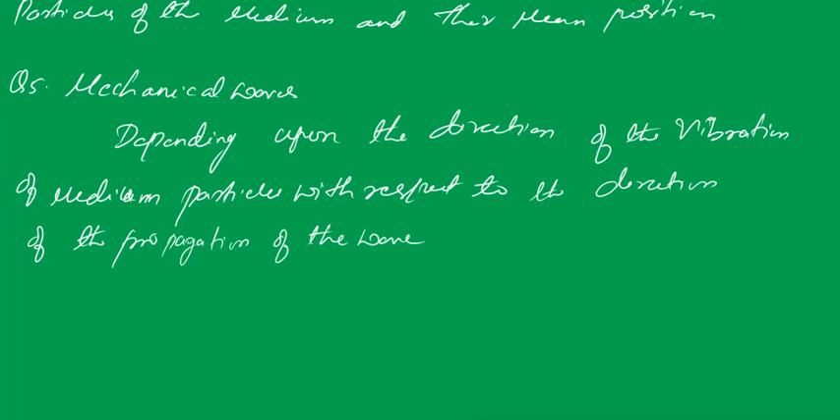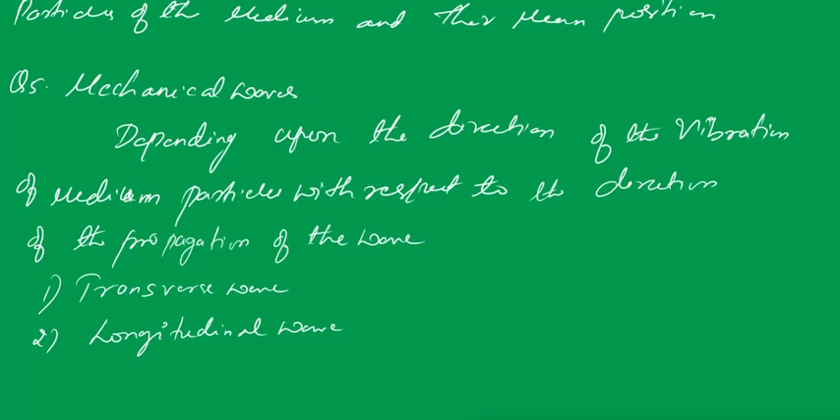How the mechanical waves are classified depends upon the direction of vibration of the medium particles with respect to the direction of propagation. So these mechanical waves are classified into two types. First is transverse waves and the second one is longitudinal waves. Most of the question papers have these two questions.